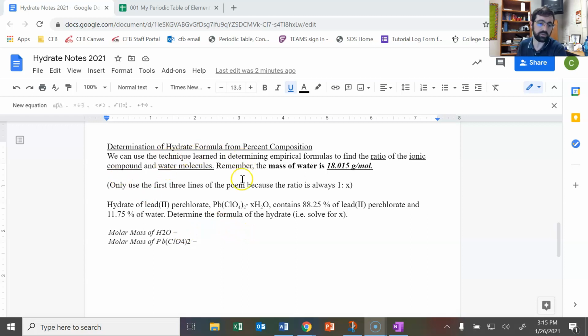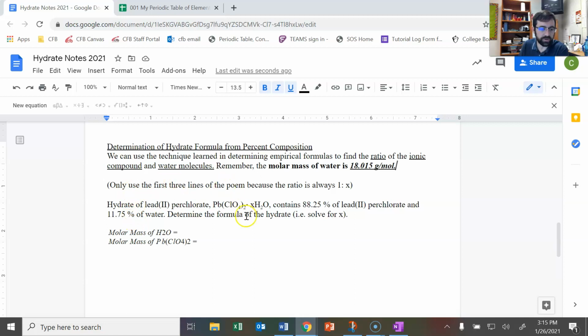We're going to use a technique very similar to what you learned in the empirical formula videos that Mr. B made. So we're going to find a ratio of the ionic compound and the water molecules. Remember the molar mass of water is 18.015 grams per mole. Only use the first 3 lines of the poem because the ratio is always 1 to x. So we're going to use this number a lot. You may want to memorize it, if not just be able to quickly calculate it.